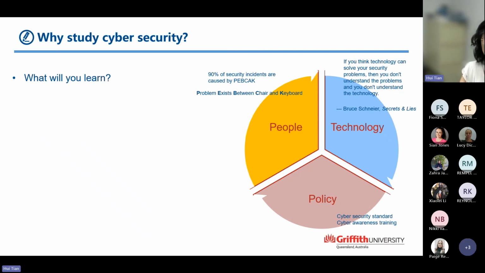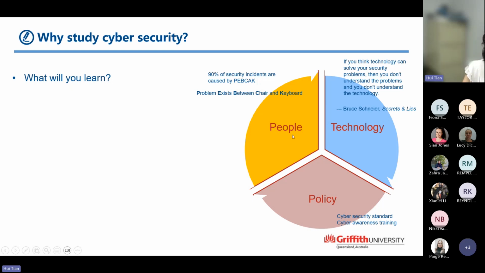So what will you learn in this course? Again, about 3 dimensions of how to protect our cyber world. There is no single dimension that would solve every problem. For example, with technology, sometimes people think technology can solve everything. Bruce Schneier said that if you think technology can solve everything, then you don't understand the problems or you don't understand the technology. Technology itself is important, but it can't solve every problem in cybersecurity.